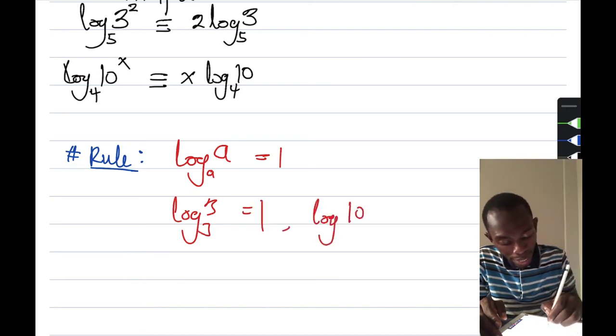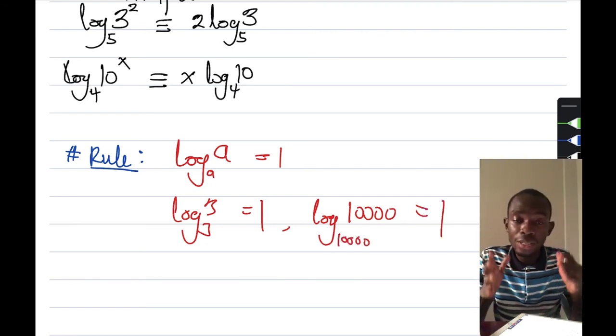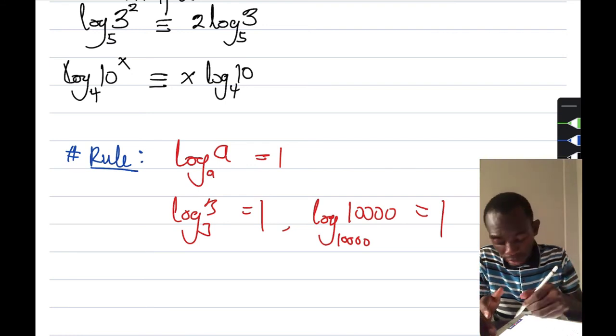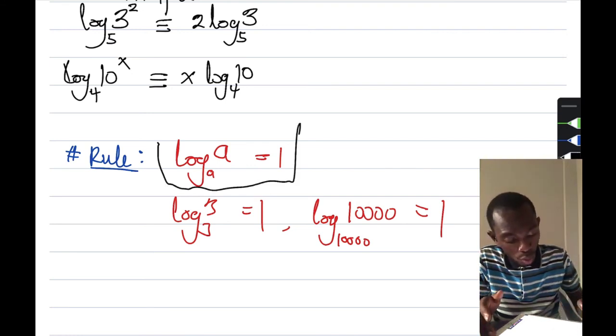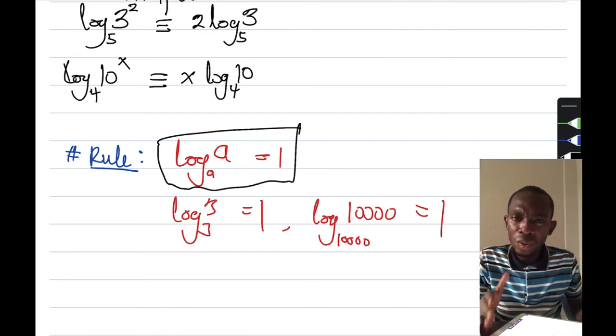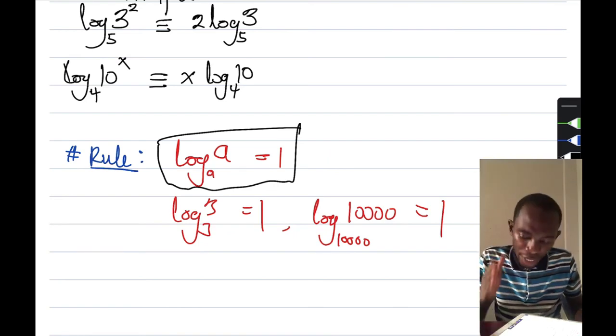Even log 10,000 base 10,000 is 1. You can use your calculator to verify this. So this is really important. It's not really a law, but keep it in mind.